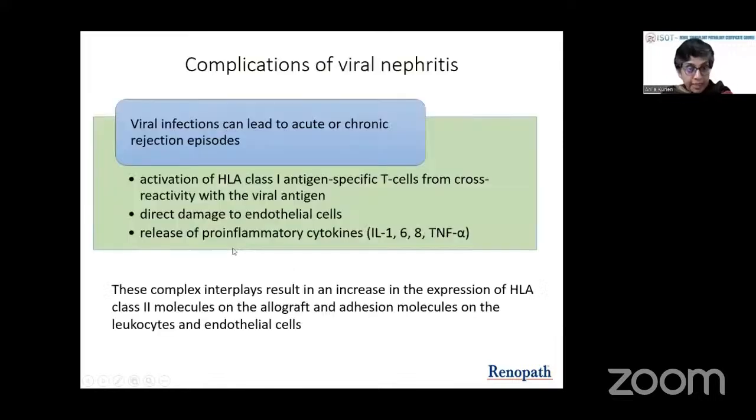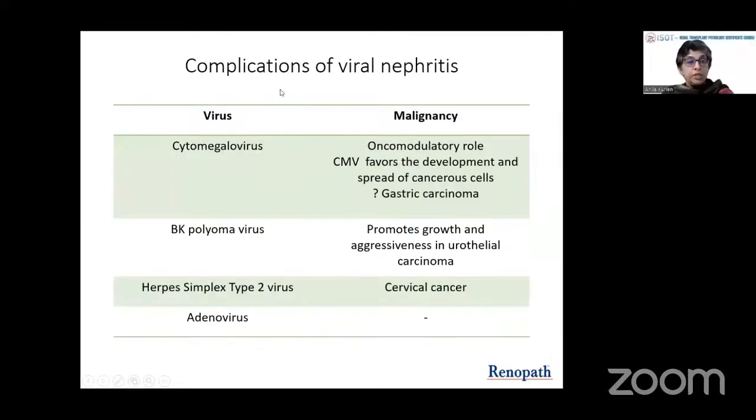We already talked about it in the beginning. These viral infections are known to cause acute or chronic rejection episodes through a number of ways. They can activate HLA class 1 antigen-specific T cells. They can directly damage endothelial cells. They can release pro-inflammatory cytokines, and all this can cause an increased expression of HLA class 2 molecules, and then you can have an episode of rejection.